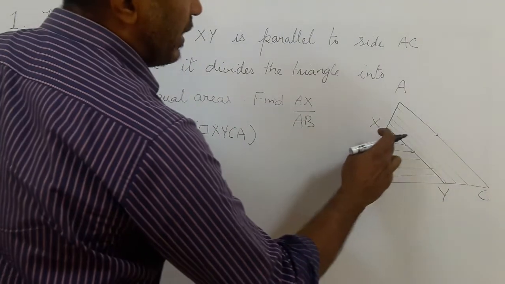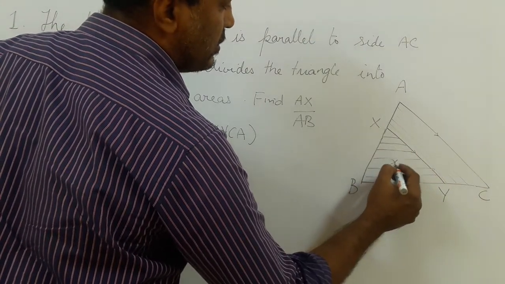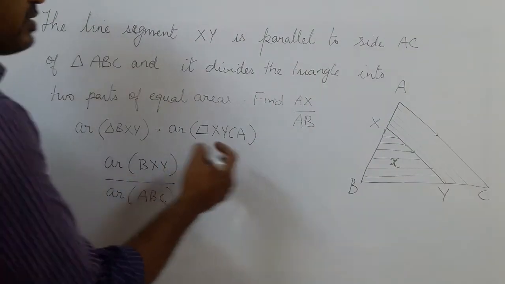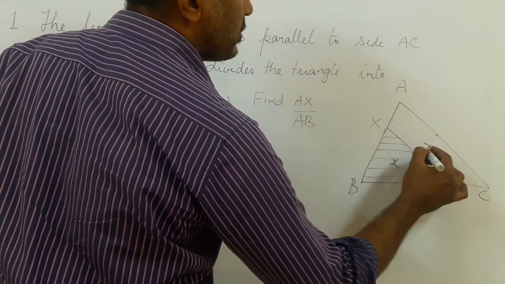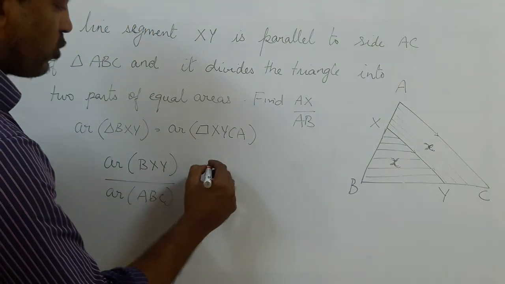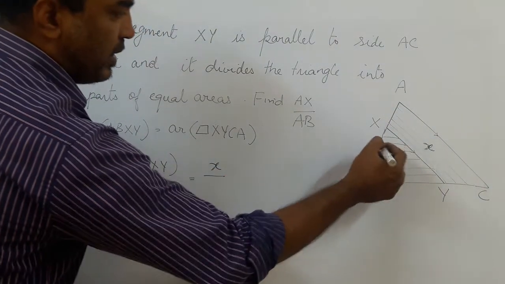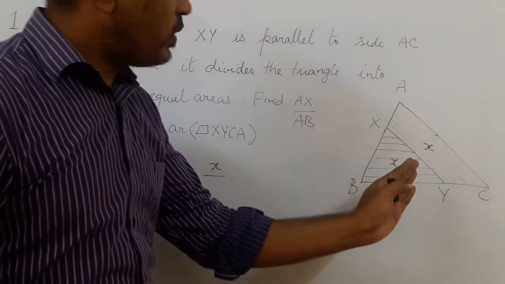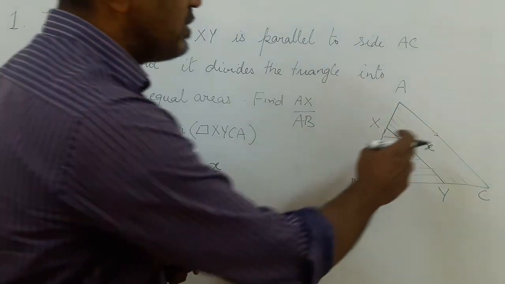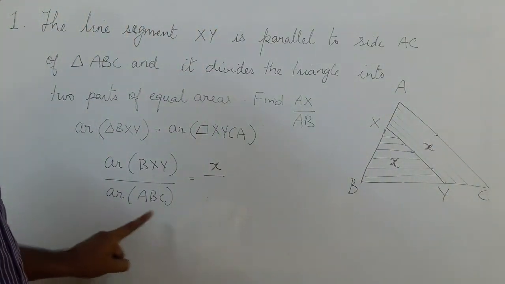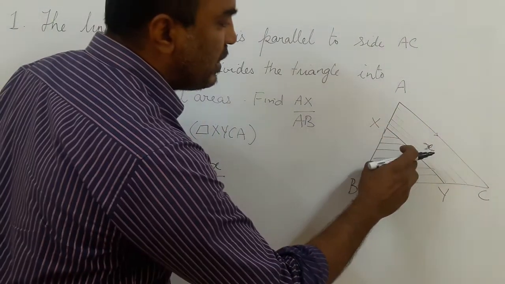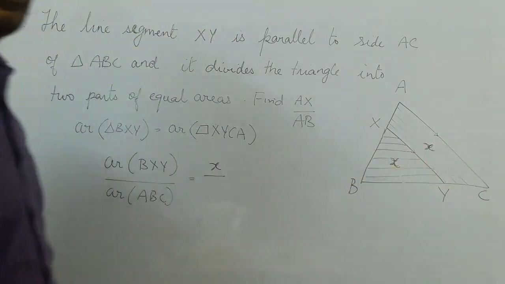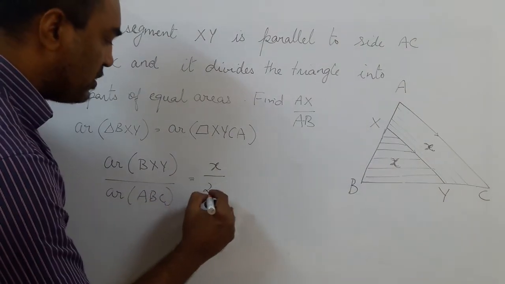So let me say the area of this smaller triangle is X. So this area and this area are equal, so this area is also X. So the area of BXY is X. And it was given that XY is dividing the triangle into two equal parts, so this area is also X. Now what is the area of triangle ABC? ABC is this area plus this area. So X plus X is 2X. So the area of ABC is 2X.